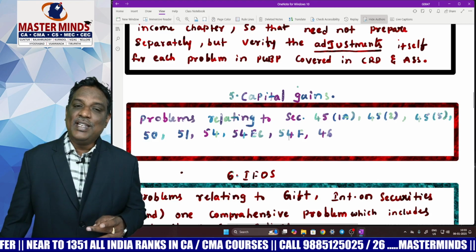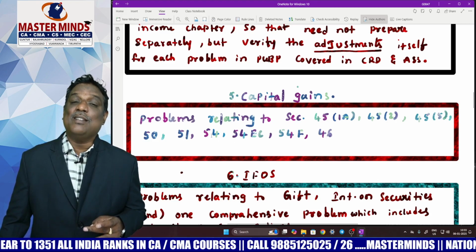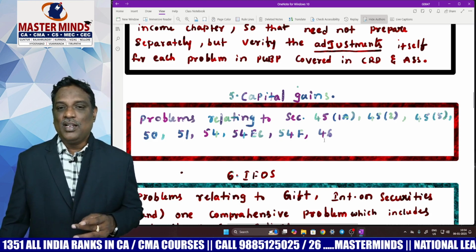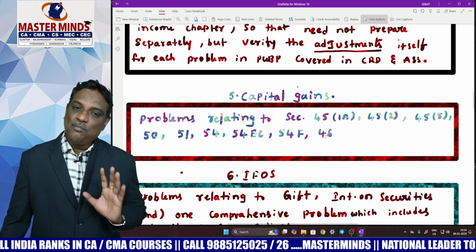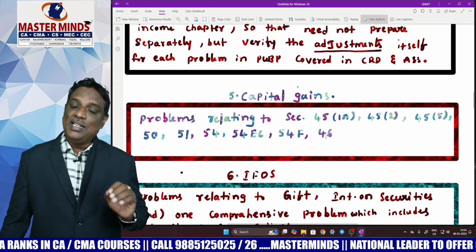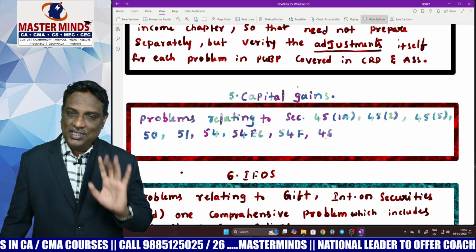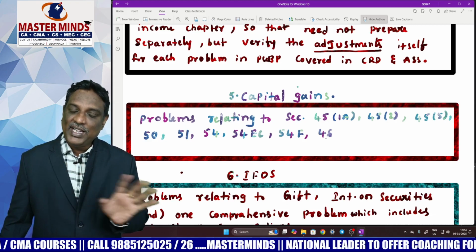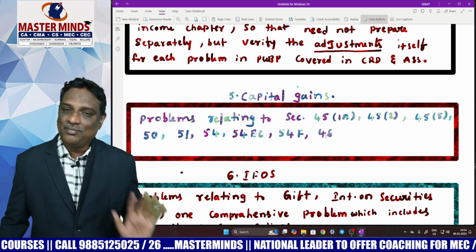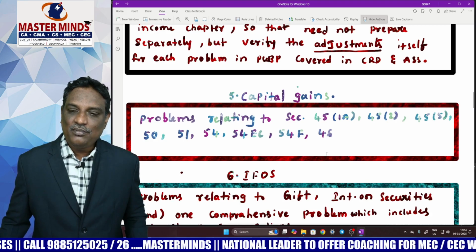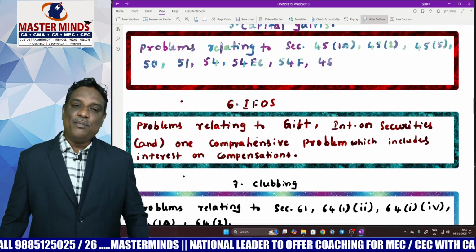54, 54EC, 54EF. These three are exemptions from capital gain. The last one is liquidation. You compulsorily need to prepare at least one problem which involves these sections. Okay, these are the very important areas in the capital gain chapter. Have you understood?